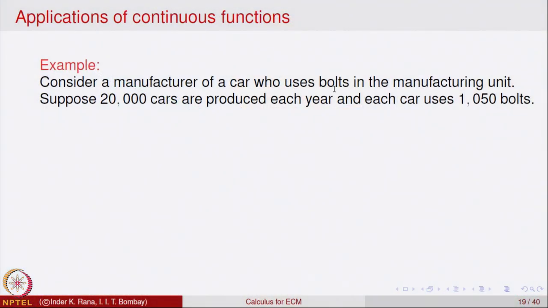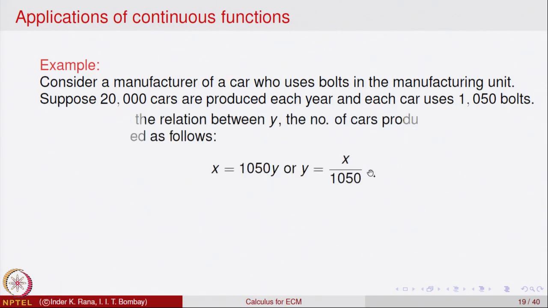So, consider a manufacturer of a car who uses some bolts in the manufacturing unit, and the data given is that 20,000 cars are produced each year. These many cars are produced each year by that manufacturer, and each car uses 1050 bolts for the manufacture of each car. So, if you want to interpret this relation between the two, these many cars are produced and each car uses these many bolts. So, what is the total number of bolts that is being used?